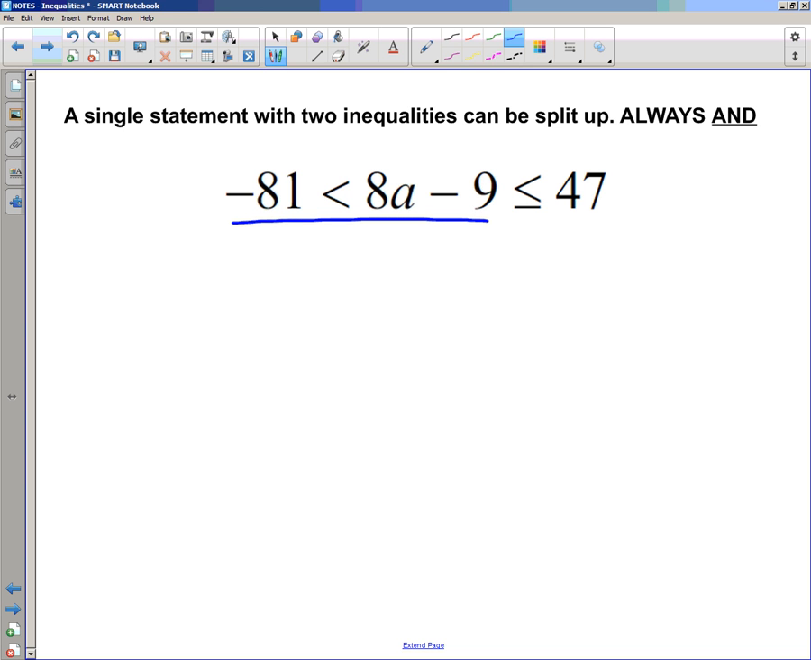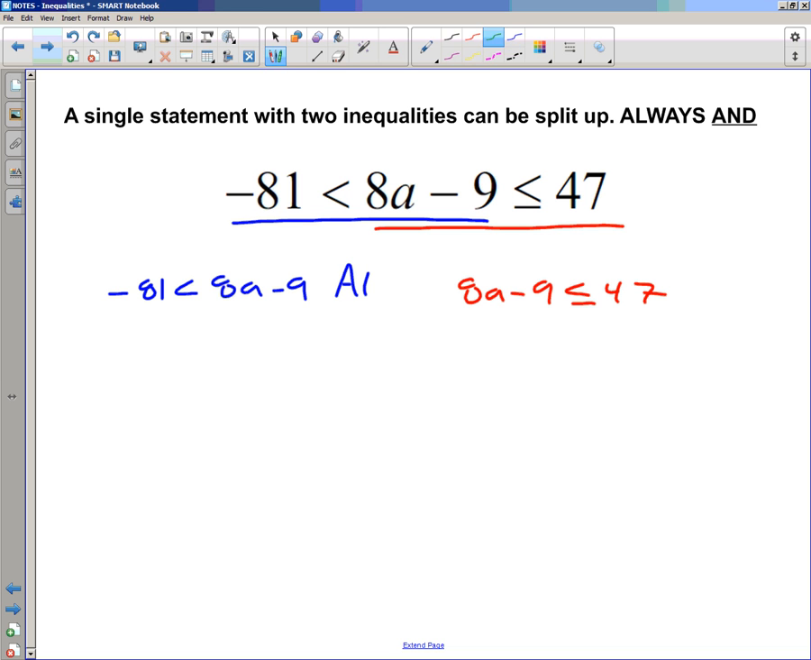I'm going to take one half of the inequality and write it separately. -81 is less than 8a minus 9. And then I'm going to take the other part of the inequality and write it as a separate inequality. 8a minus 9 is less than or equal to 47. And when you do this, when it comes in this form, it's always going to be an and in between. So when you see an inequality that starts out this way, it's always going to be an and in between. And then we'll just solve it the way we did that and inequality a moment ago.